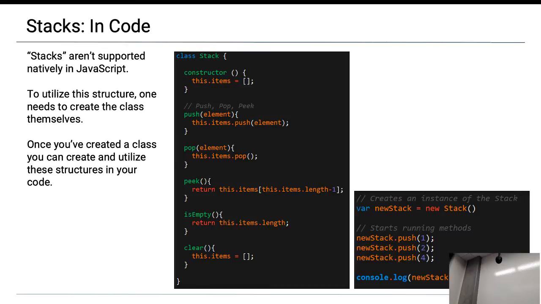Okay, so push is building the stack. Pop is reducing the stack by giving you the top one. Peek will just tell you what data is on the top of the stack, but will not remove it.